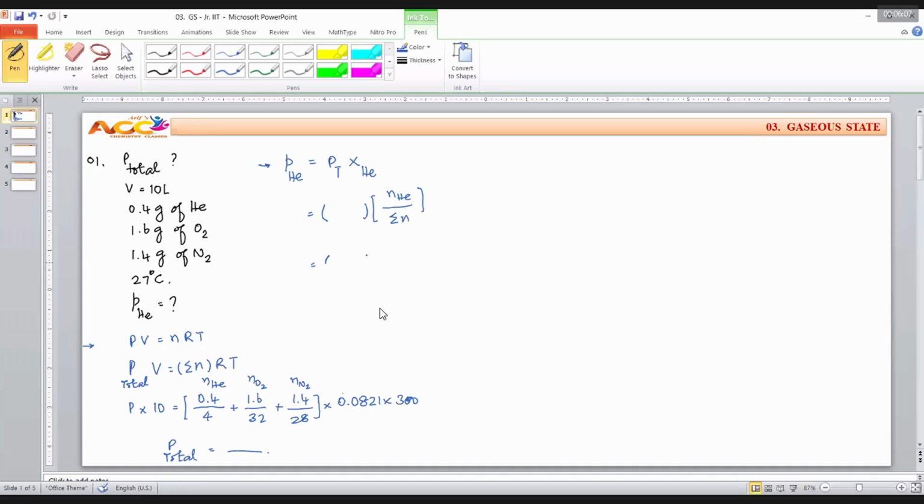You people are genius, therefore you can say directly, sir, number of moles of helium, 0.4 by 4, is 0.1. This is helium. Oxygen: 1.6 by 32, this is 0.1 by 2, this is 0.05. And nitrogen: 1.4 by 28, answer is 0.1 by 2, that is also 0.05. So 0.05, 0.05, 0.1 and 0.1, that is 0.2, right? Total number of moles.